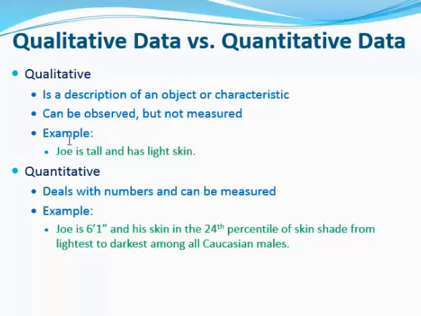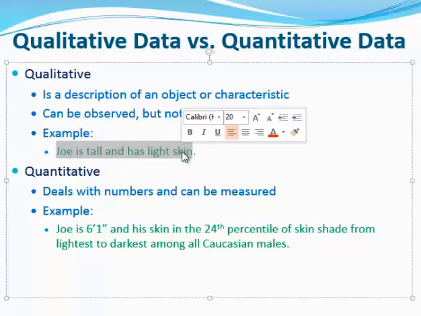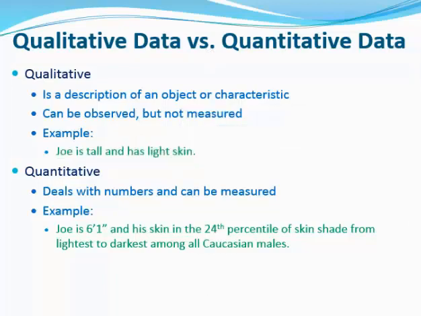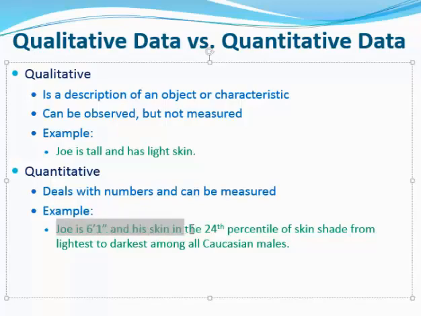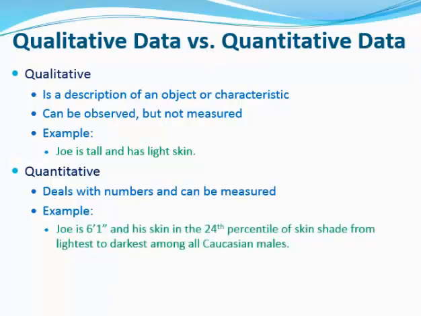Another example of something that is qualitative is if you say Joe is tall and has light skin. There's no particular number you're assigning over here, and therefore you're talking about a qualitative judgment. On the other hand, if your determination can be put into numbers, then it is considered quantitative. Instead of saying Joe is tall and has light skin, you can say Joe is 6'1" and his skin is in the 24th percentile of skin shade from lightest to darkest among Caucasian males.